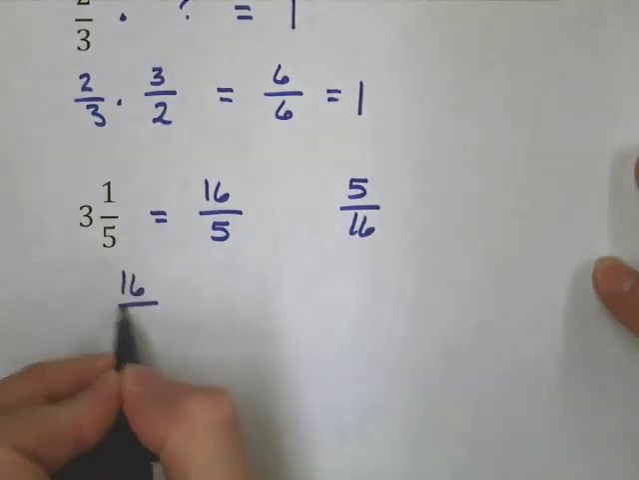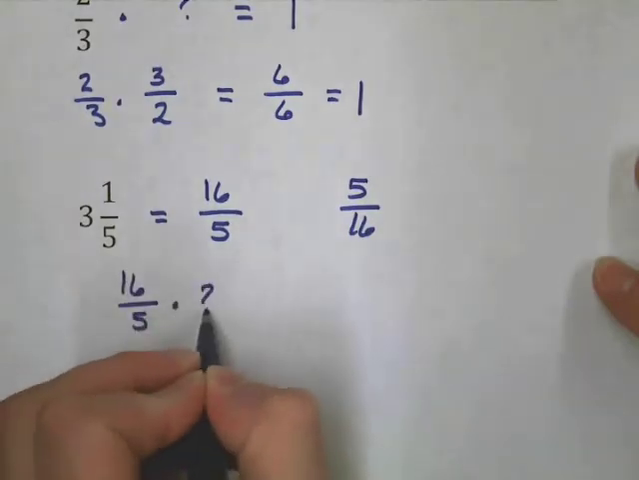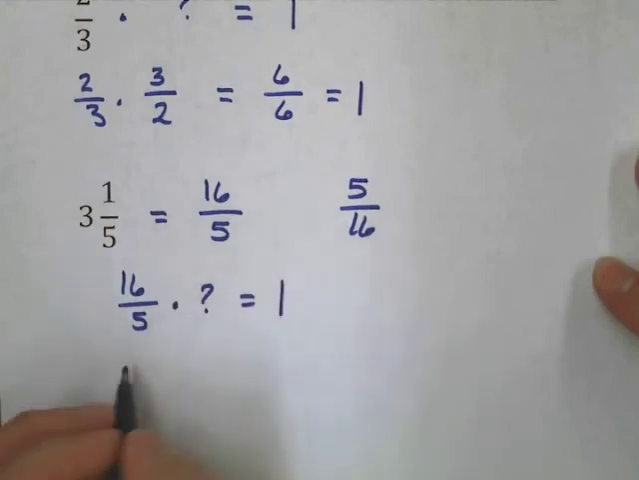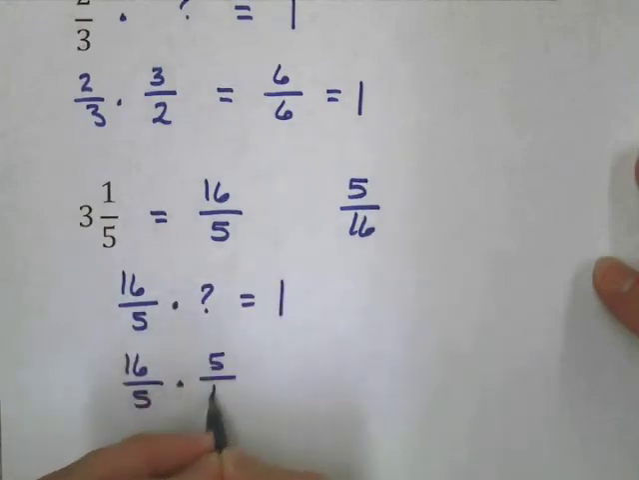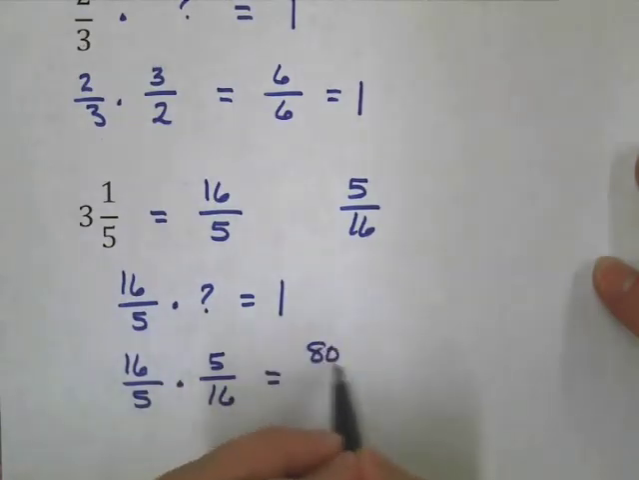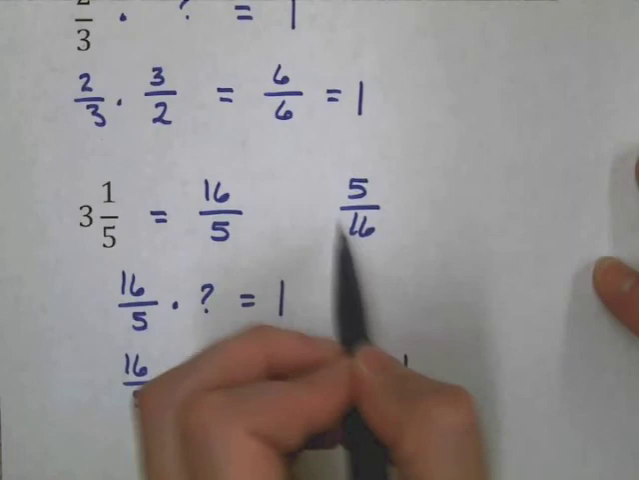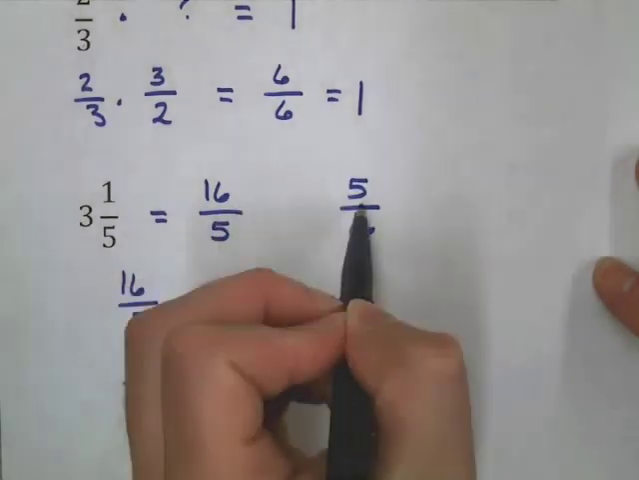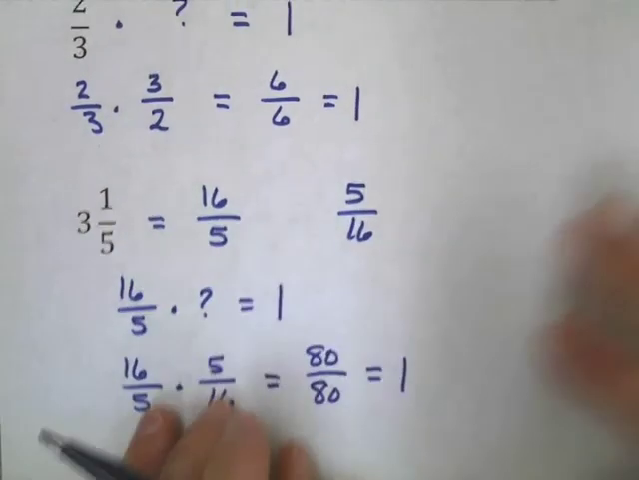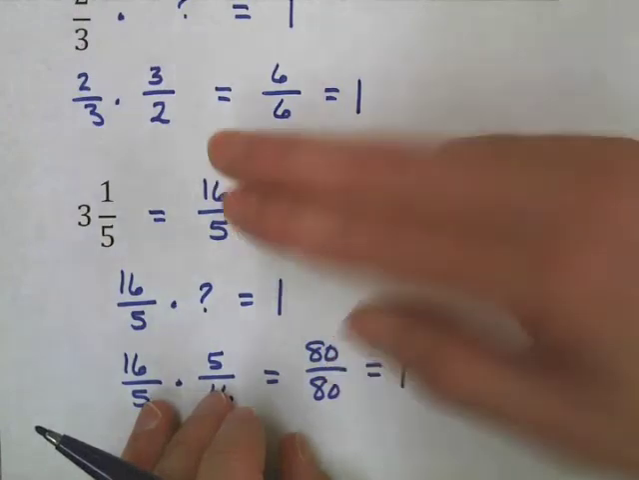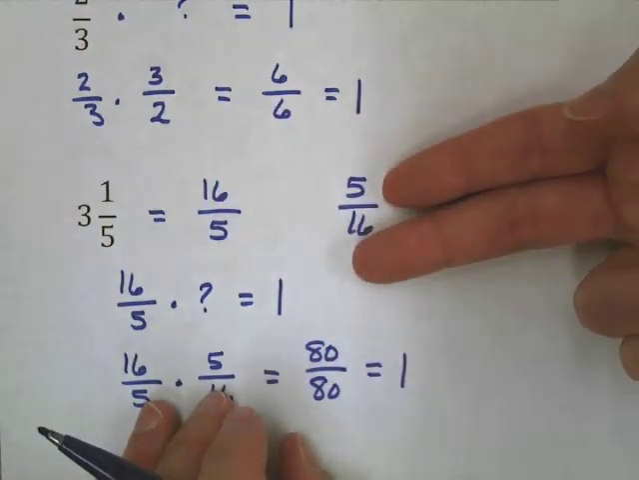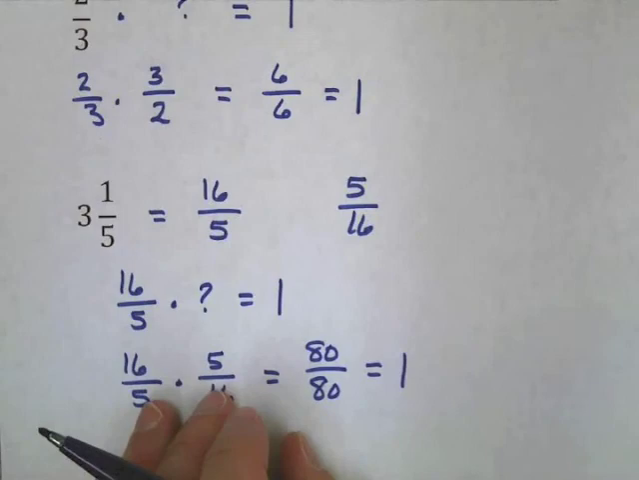I can say 16/5 times some number should get me 1. If I multiply 16/5 by 5/16, I come up with 80/80ths. And 80/80ths is equal to 1. So the reciprocal of 16/5 is 5/16. So I'm just basically taking this number and flipping it. The denominator becomes the numerator, and the numerator becomes the denominator.